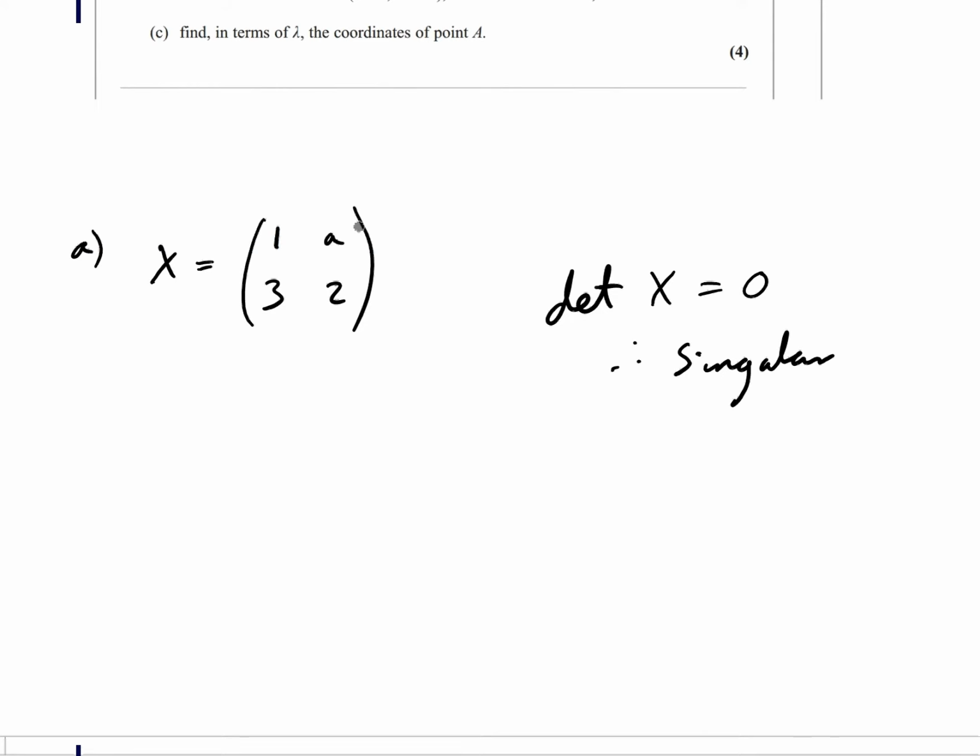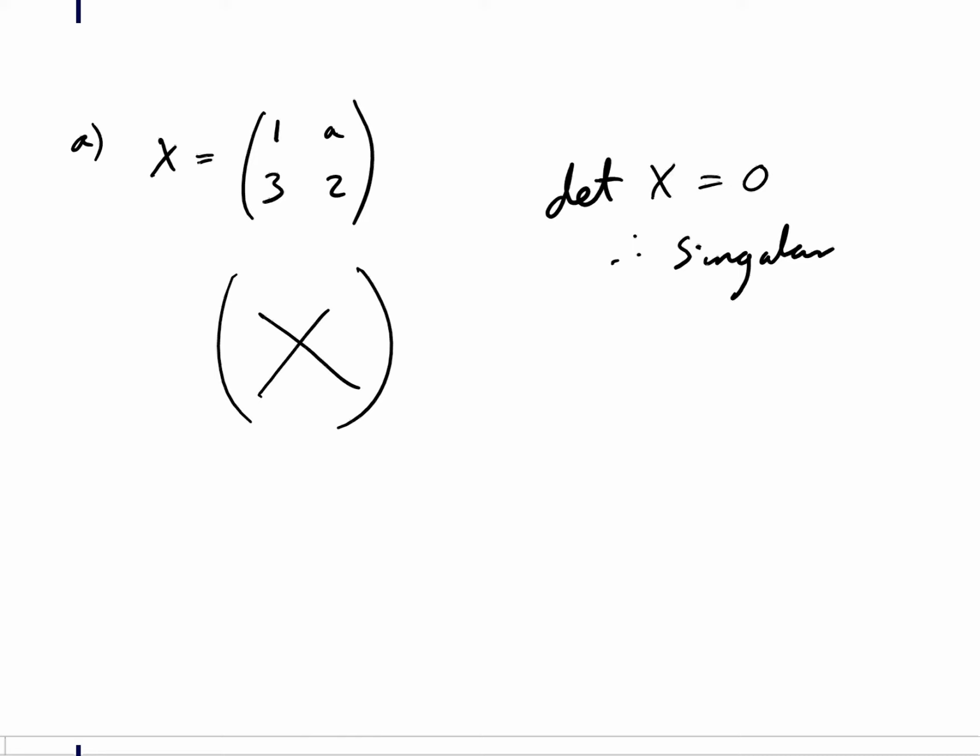So how do we find the determinant of a 2 by 2 matrix? Well, if you remember, we treat it in terms of diagonals. It's the elements on this diagonal multiplied together minus the elements on this diagonal multiplied together. So the determinant of X is equal to 1 multiplied by 2, which is 2, minus 3 multiplied by A, so that's 3A. And that's all got to be equal to 0 in order to be singular.